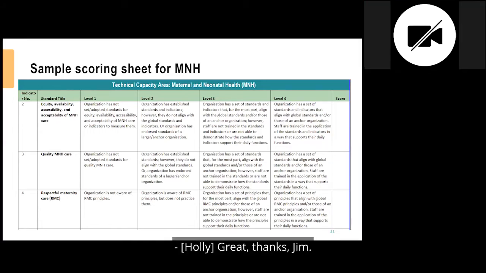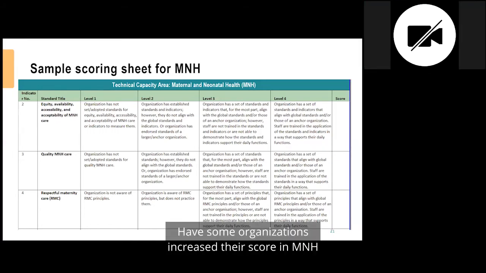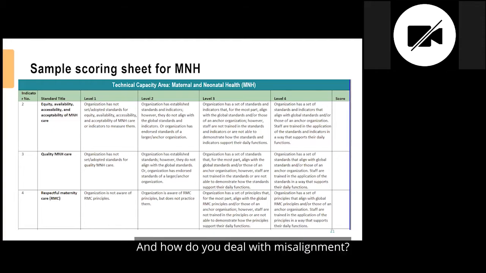Great, thanks, Jim. Another question. Have some organizations increased their score in M&H, but not the organizational capacity indicators, and vice versa? And how do you deal with misalignment?